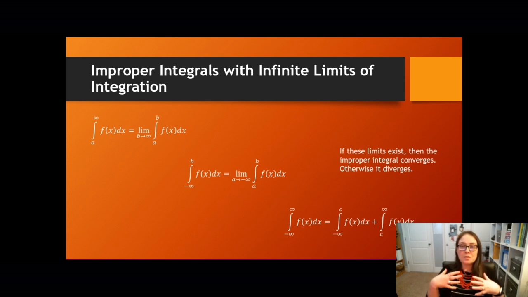Once you evaluate that limit at the end of the problem, you're either going to get a limit that exists or a limit that does not exist. If the limit exists, so you get a real number like 5 or pi or square root of 2, that means that the improper integral converges. And if you get something like does not exist or infinity, that means it diverges.